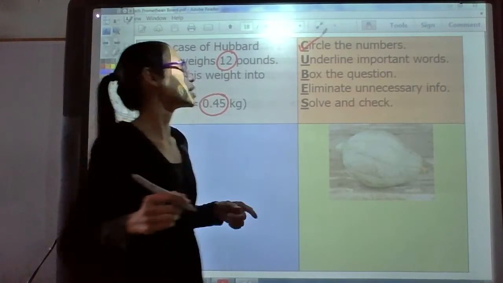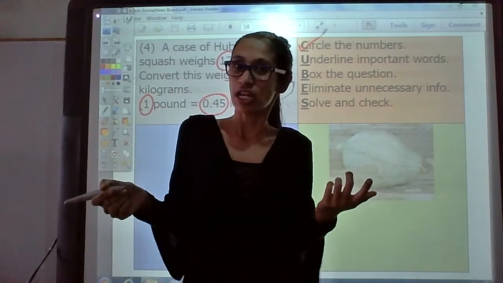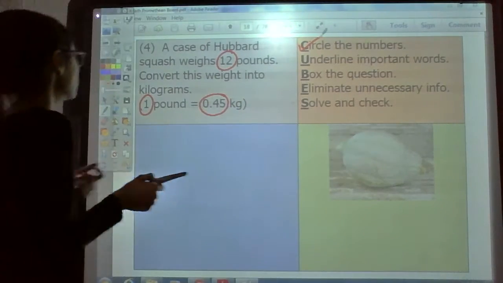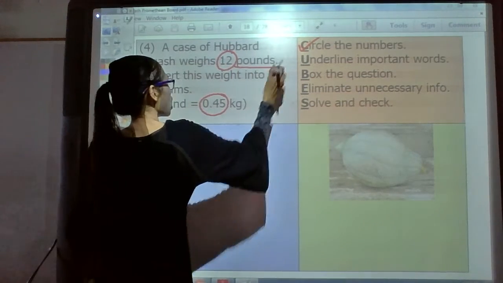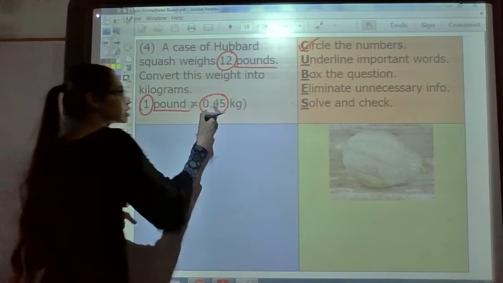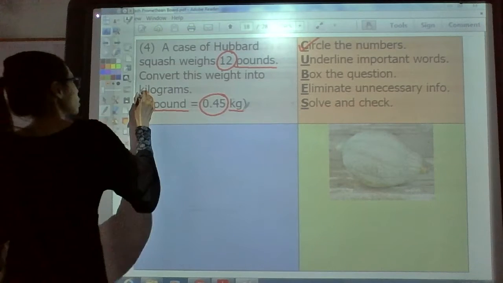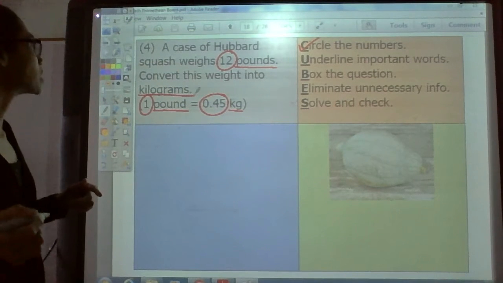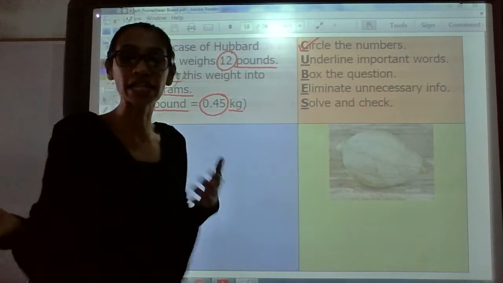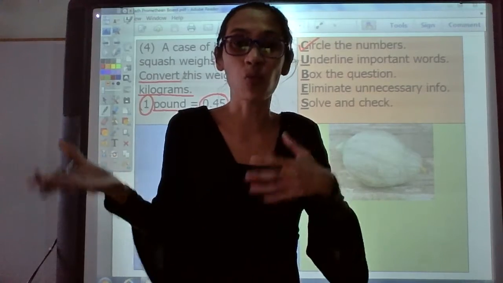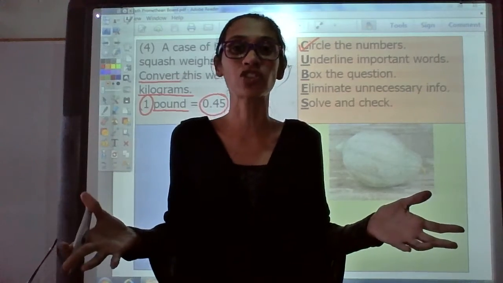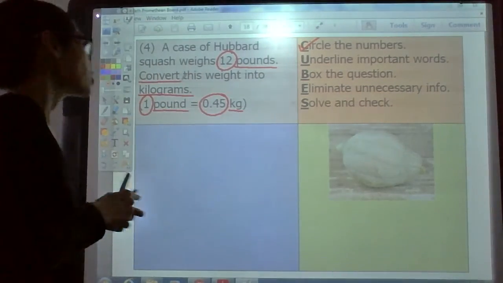The next step is the U step, to underline important words. So find some important words in the problem. We can start with our units. 12 what? 12 pounds. And 1 what? 1 pound. Kilograms right here. We have kilograms, that word right there. What else do you see? The word convert. And to convert means to do what? To change from one to another, to change from one measurement to a different measurement. We're not changing the size of it, we're just changing the unit. That's right. Do you see any other important words?